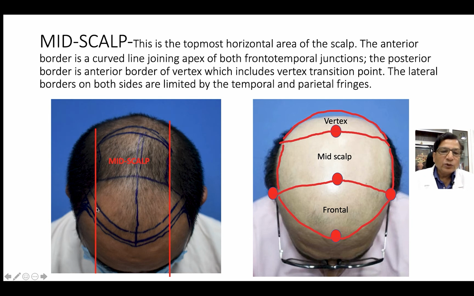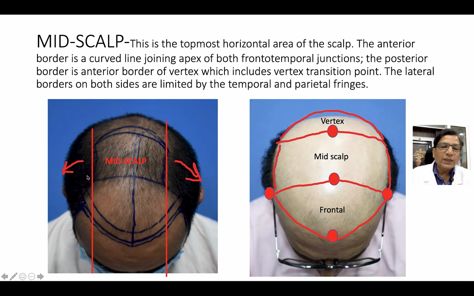The anterior border is the line joining the two external auditory meatus. This is the anterior border. The posterior border of the mid scalp is the vertex transition point, so we can call it the anterior border of the vertex or the crown. Laterally is the medial edge or upper edge of the parietal hump or lateral hump, we can call it. Then the direction of hair in the mid scalp is downward medially and forward in the anterior area. It blends with the temporal area, and posteriorly it blends with the occipital area. This is parietal, this is temporal, this is occipital.